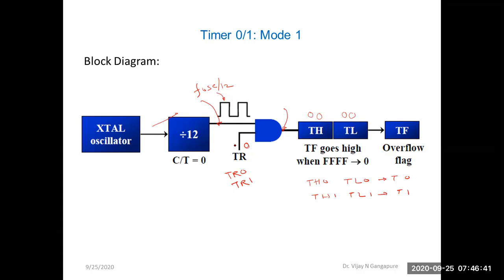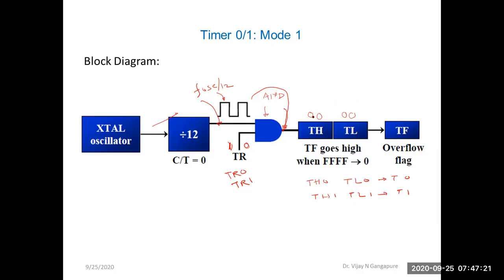Now assume that we have made this bit 1. Now since this bit becomes 1, what will happen? This is simply an AND gate. So when this TR bit becomes 1, these pulses start reaching the output of this AND gate, and due to each pulse, the count in the TH and TL register will start incrementing.